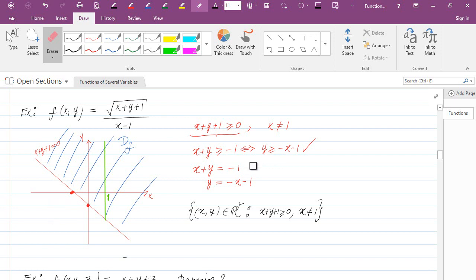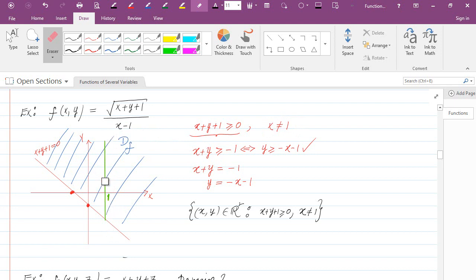Okay, so the region highlighted in blue is the solution set for this inequality. Now, at the same time, we don't want 0 in the denominator, so we don't want x minus 1 to be 0, which means that we don't want x to be 1. So notice that x is 1 along this green line. So x is 1 is a vertical line. So we don't want x to be 1.